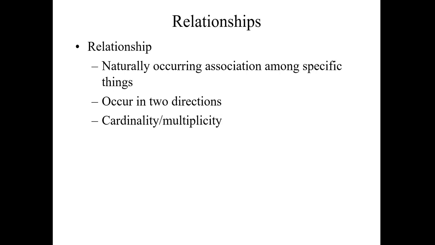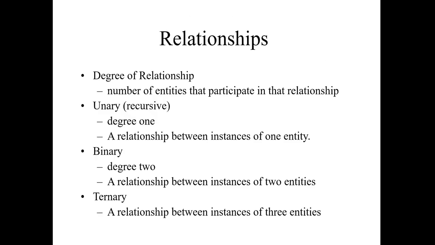Now come to the relationships. When we talk about a relationship, it's a naturally occurring association among specific things. Relationships occur in two directions. It may be the cardinality and multiplicity. Now, what exactly is the relationship and what does it do? Which is the degree of relationship: the number of entities that participate in the relationship. It may be recursive, binary, or ternary.